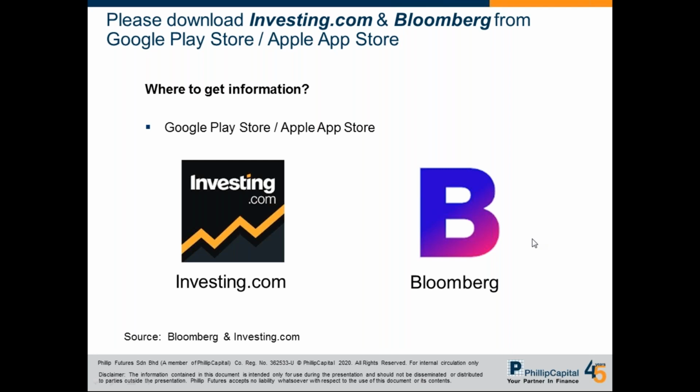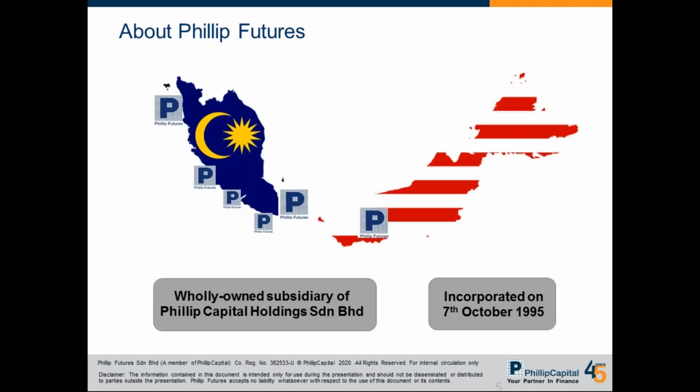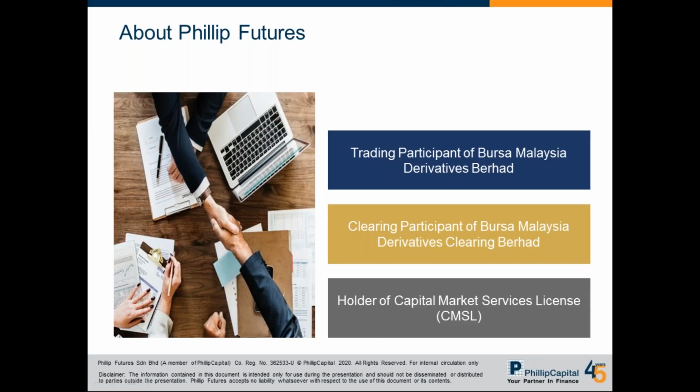For those that just joined our webinar for the first time, our company, Phillip Futures, was incorporated in October 1995, and we are a fully owned subsidiary of Phillip Capital. Our mother company is in Singapore, and our HQ is in Kuala Lumpur. Phillip Futures is a trading and clearing participant of Bursa Malaysia Derivatives Berhad, which means we are also a PMSL license holder. With this, we are a legal broker house to operate and do business in Malaysia.